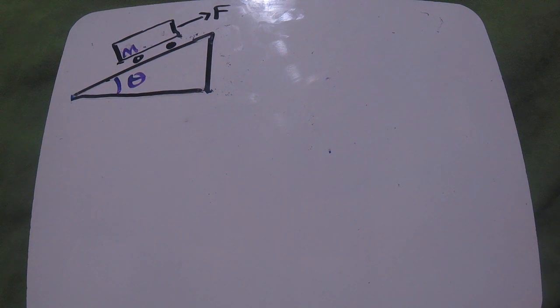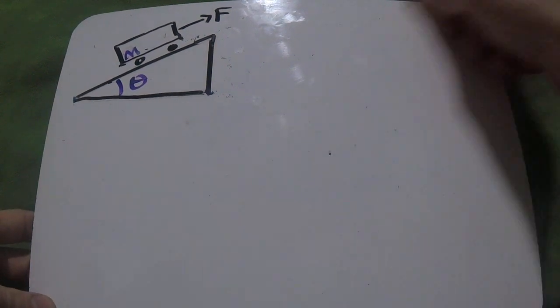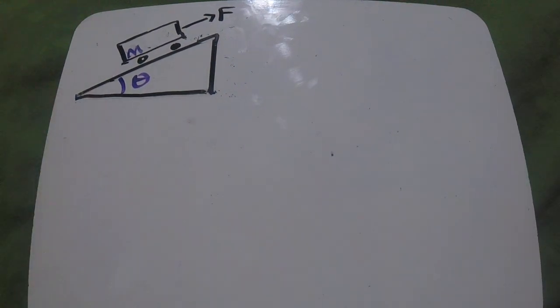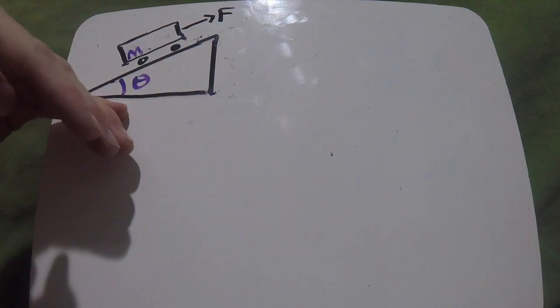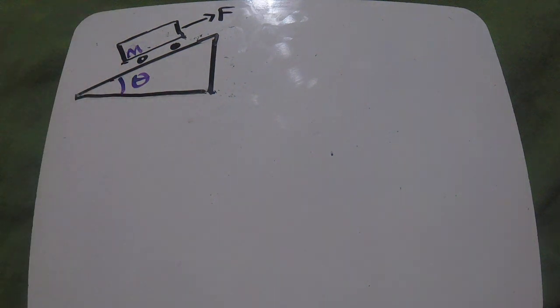So in this next section, I want to do a little more complicated example that is going to require us to define our axis of reference for our free body diagram. Here we have a simple cart being pulled up a ramp by force F, and the ramp is from the horizontal, as we can see, at an angle theta.